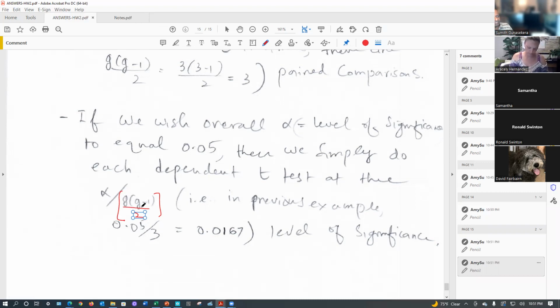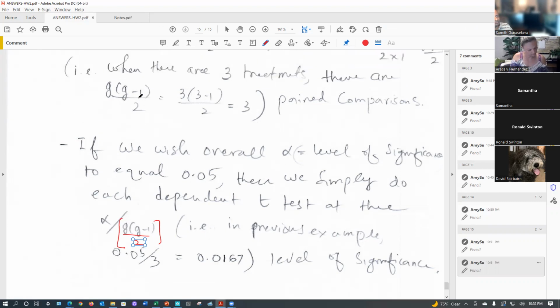See, how do you split? Alpha divided by G times G minus 1 divided by 2, which is our number of combinations, which is 3. Your new alpha will be this one. So you do the comparison and the testing with respect to this level of significance.